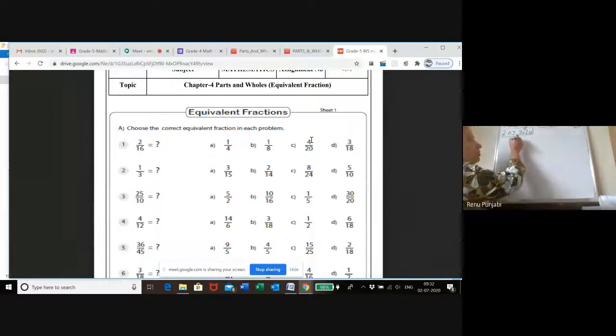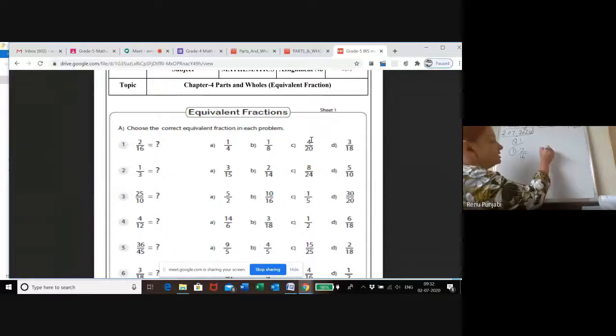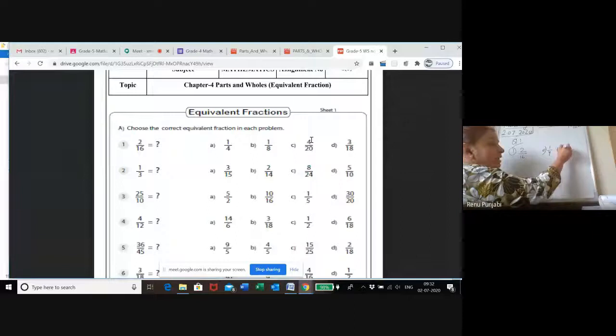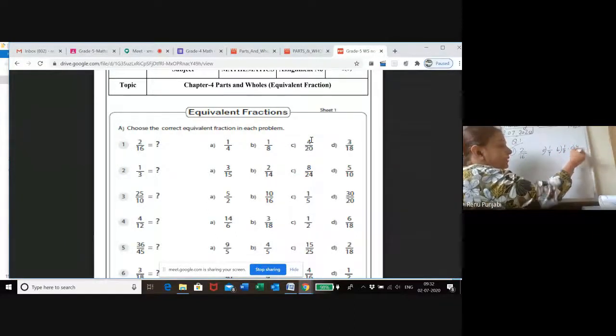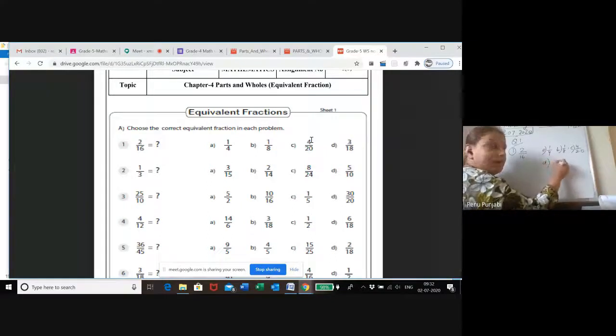So the question is, choose the correct equivalent fraction in each problem. First is 2 upon 16. It has 4 options: A is 1 upon 4, B is 1 upon 8, C is 4 upon 20, and the D option is 3 upon 18.